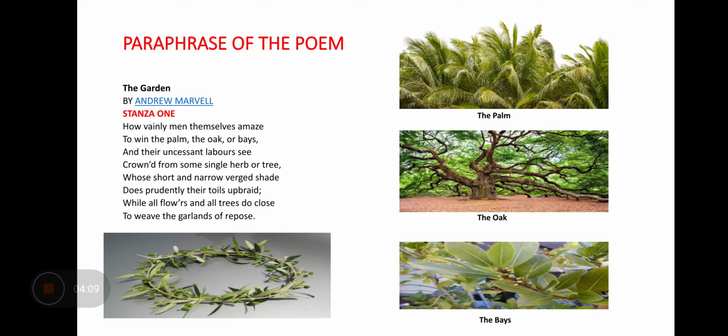Here we find references to trees such as palm, oak, bays. These trees had great significance in classical traditions. The leaves of these trees were used to make crowns that were awarded to people who earned special recognition: the palm for military honors, the oak for political distinction, and the bay for poetic merit. So the beginning of the poem is very striking.